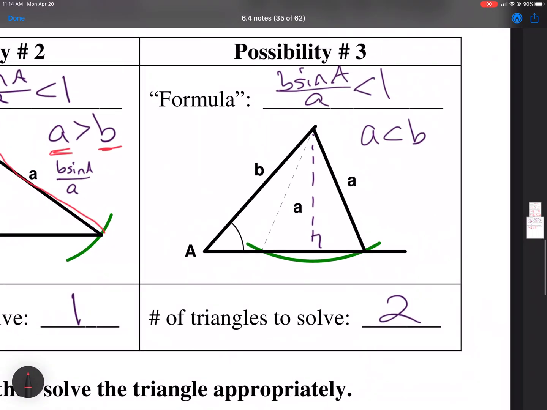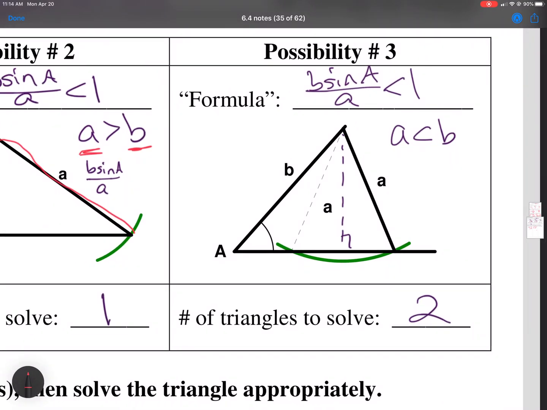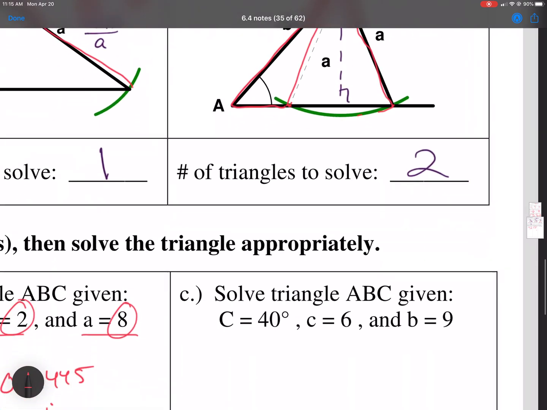For the next one, we have b sine of a over a is less than 1 also, but a is less than b. This time, notice that a is short enough to where it creates a triangle on the outside, but if you rotate this leg on the inside, it creates a smaller triangle here. So that gives you 2 separate triangles. So that means you have 2 solutions.